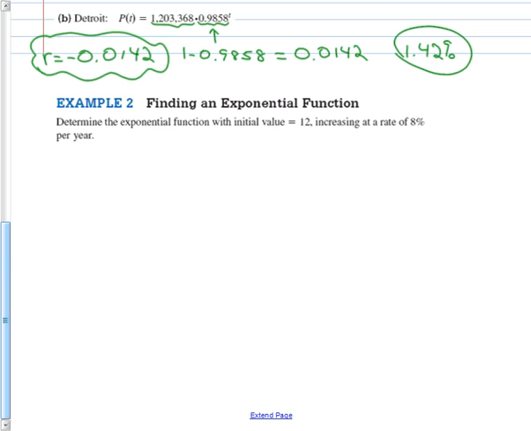Finding an exponential function. Determine the exponential function. It happens to have an initial value of 12. It's increasing at a rate of 8% per year. No problem. I'm going to say y equals, we could say f of x or whatever, 12. There's my initial value, multiplied by 1 plus 0.08. 8% is 0.08, and we're increasing, so we're adding it to the 1. There it is. There's the equation.